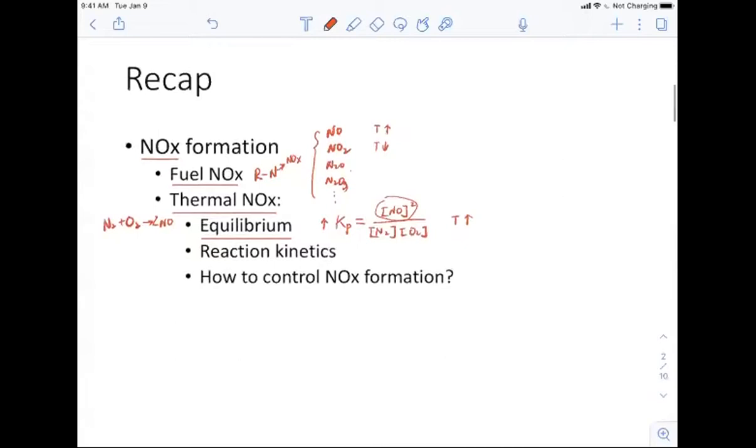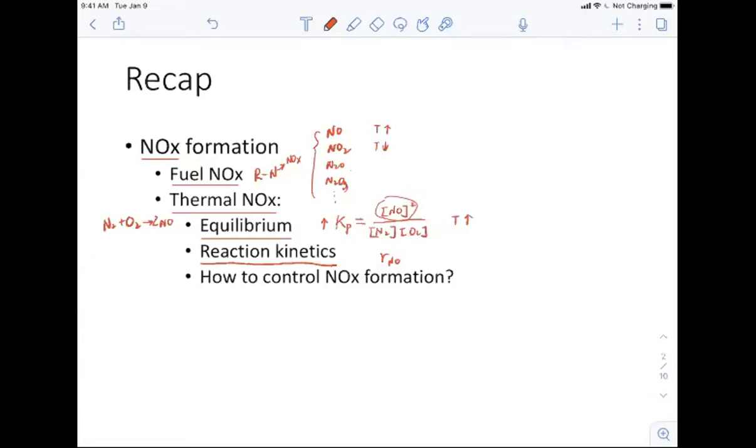Another thing that we went over is the reaction kinetics, because we said that the equilibrium is very difficult to reach. It's going to take a very long time, years or tens of years, thousands of years. But in a combustor, there's no way that we could wait for that long. So that's why we have to derive the formation rate of the nitrogen monoxide, and then multiply that by time to determine the concentration of nitrogen oxides.